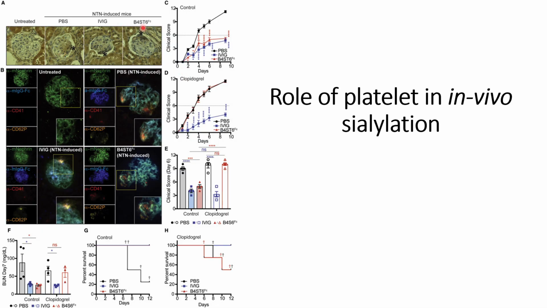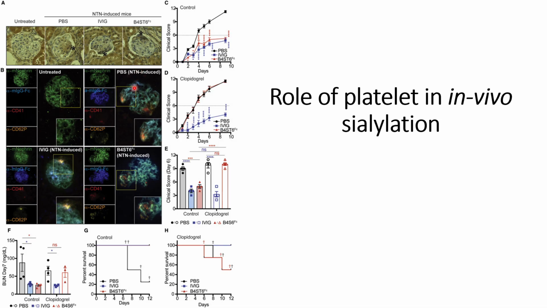First they check whether the NTN induced mice have platelets or not, and they are able to see the platelets' presence in the NTN induced mice. NTN is an autoimmune disease. This mice has platelets present, and the asterisk mark shows the CD41 positive cells. In panel B they have also shown that the CD41 and CD62 markers are almost absent in the untreated mice, the mice that are not induced with NTN.